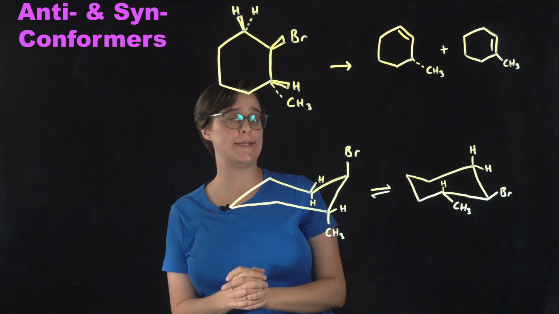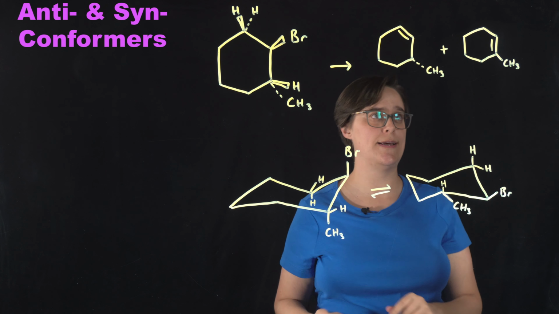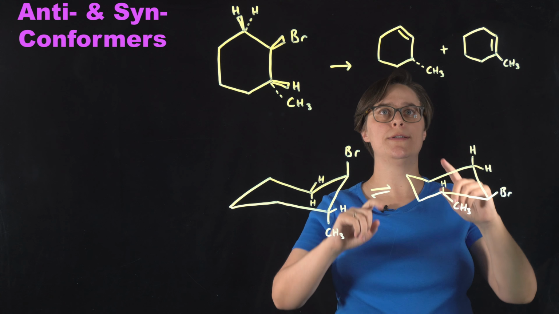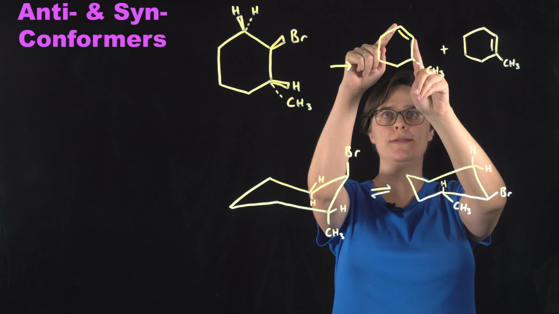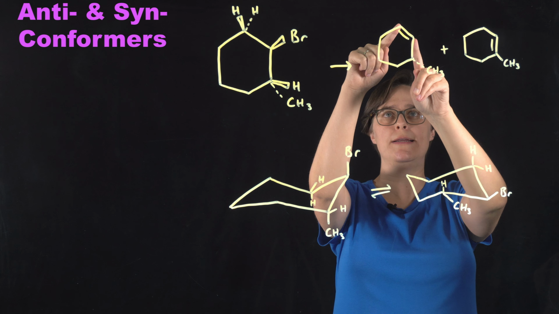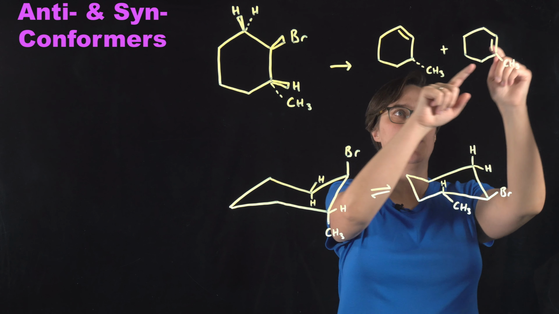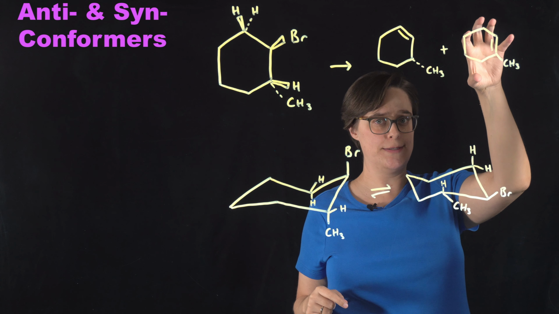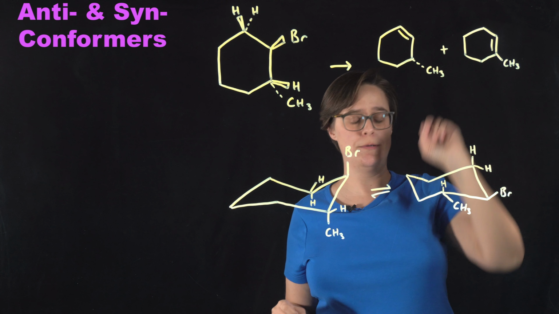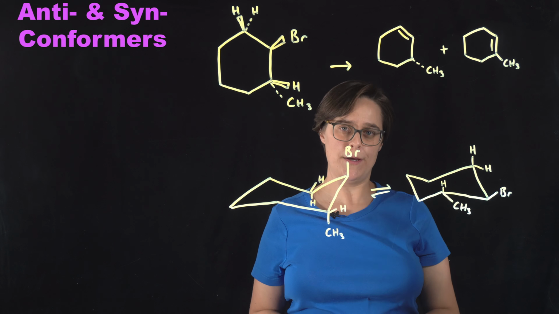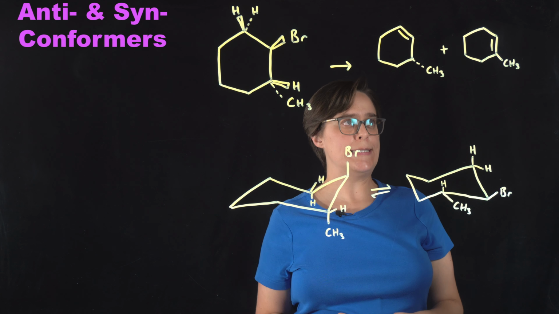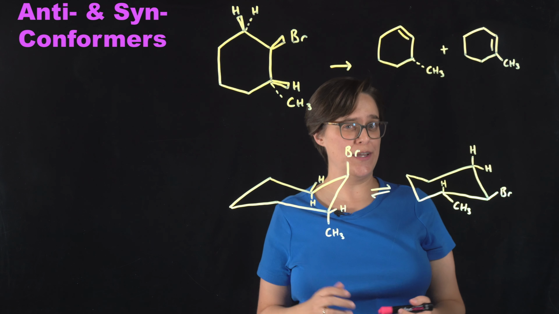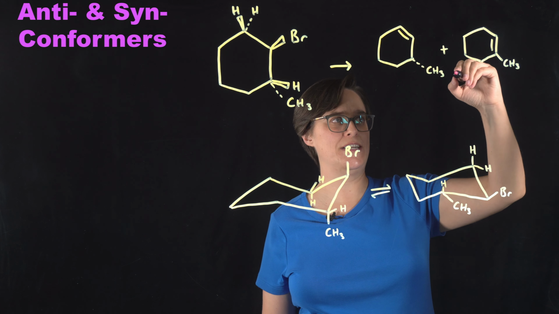Let's think about what Zaytsev's rule would say. Zaytsev's rule says that we should count the number of other carbons bonded to these alkene carbons. 1, 2, and here 1, 2, 3. More substituted is the 3. Zaytsev's rule should be this is more stable. But you know what? Not only is it just not the major product, it's not actually formed at all.